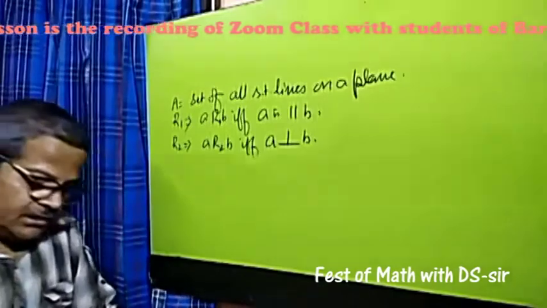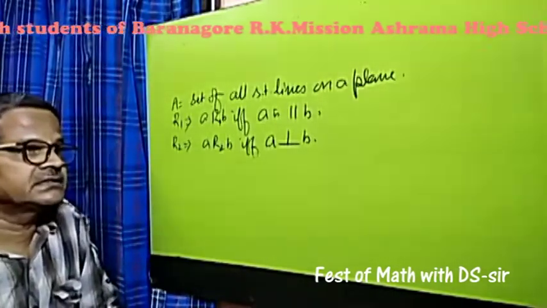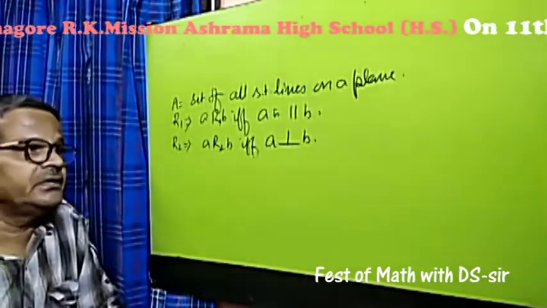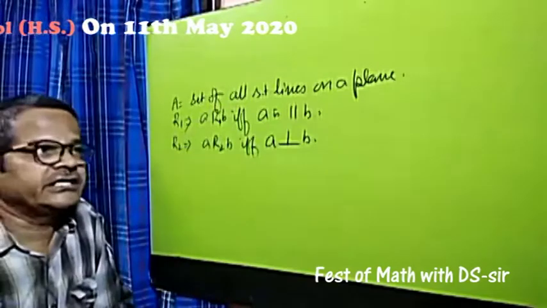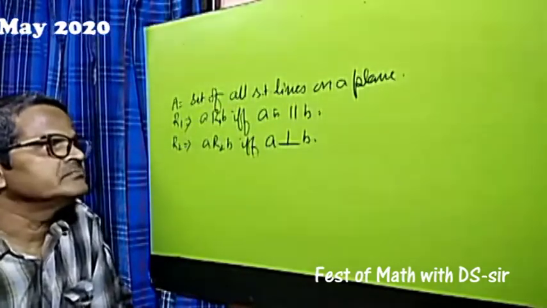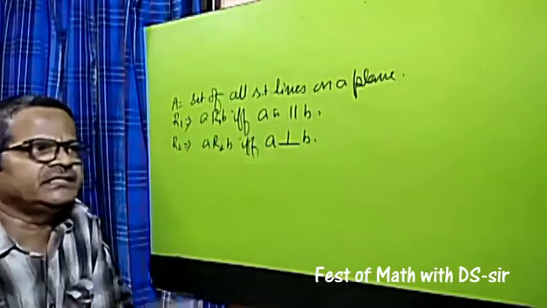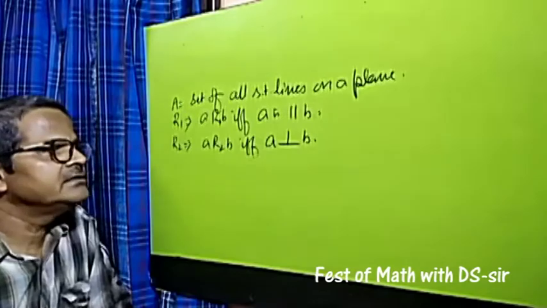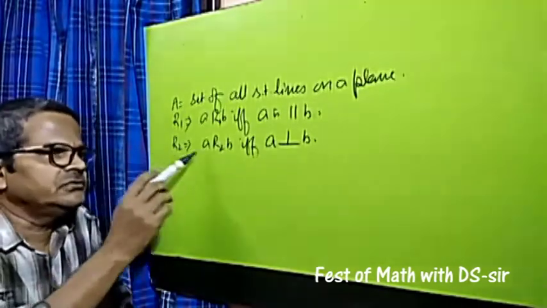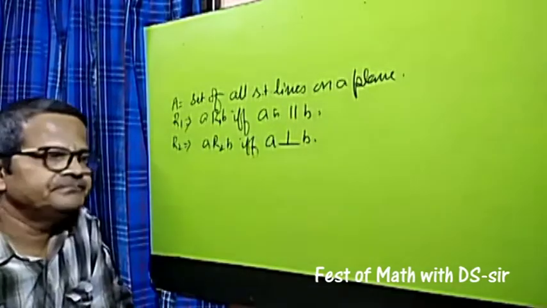Now we discuss the matter with some examples. As a first example, I consider two relations on the set of all straight lines on a plane. R1: A R1 B if A is parallel to B. So A and B are parallel. R2: A R2 B if A is perpendicular to B.